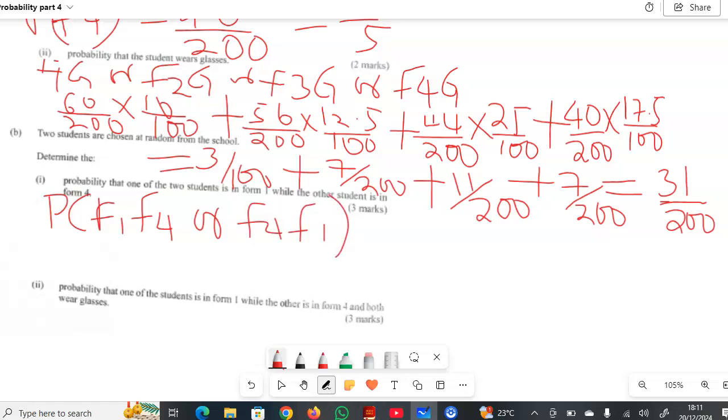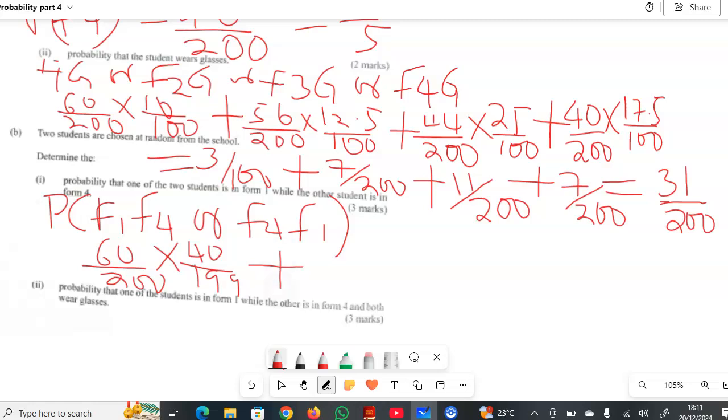So picking a Form 1 is 60 out of 200. Then picking a Form 4 is 40 out of 199. Reason being, the total number of students now, you have already picked 1, so they are going to reduce by 1 the total. So it's going to be 40 out of 199.